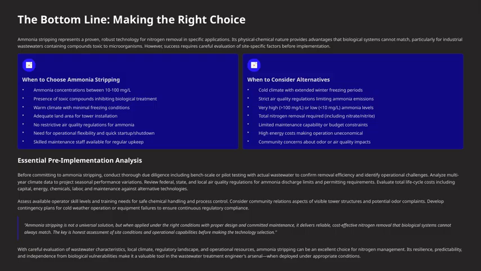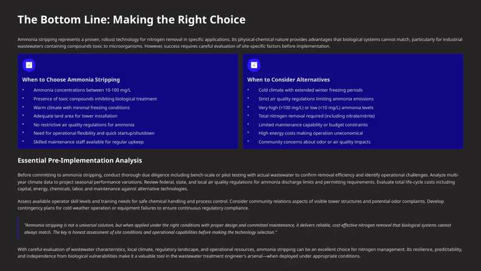Additionally, if total nitrogen removal, including nitrate and nitrite, is required, or if there are limited maintenance capabilities or budget constraints, we should consider other options. High energy costs that make operation uneconomical, or community concerns about odor and air quality impacts, are also important factors to keep in mind. Before making a final decision, it's essential to carry out a thorough pre-implementation analysis.